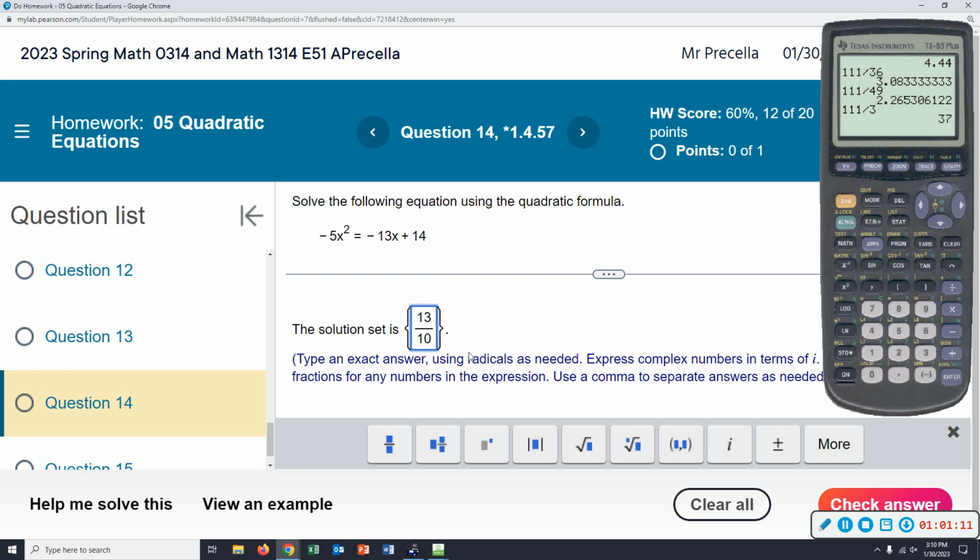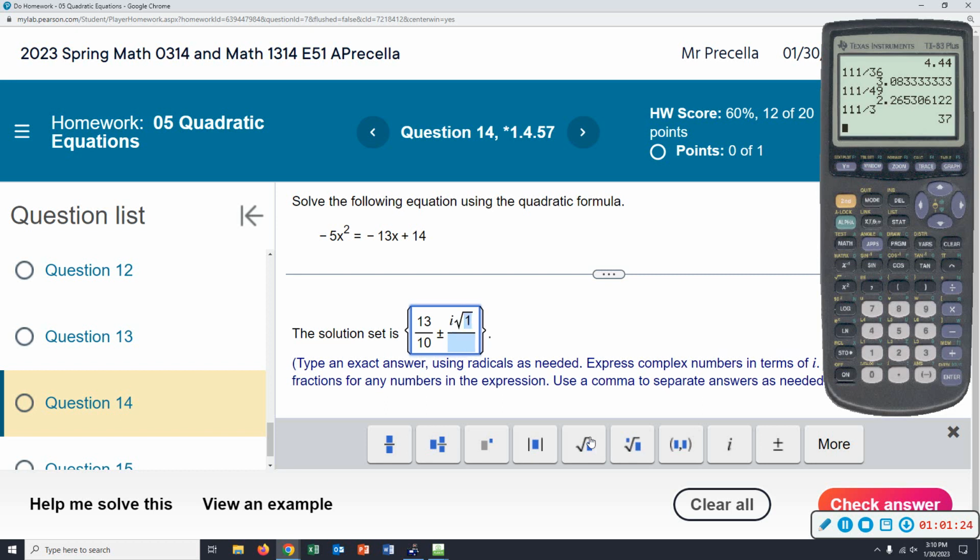13 over 10, plus minus. Messy looking fractions, so I'll use this button. I'll hit this I instead of using the keyboard. Square root 111 over 10. You'll see how I'm typing this in? It can be a little messy.